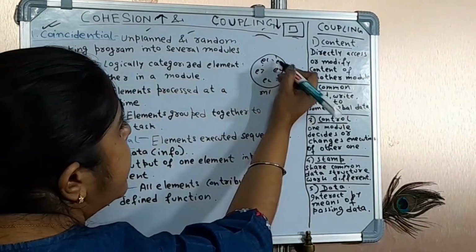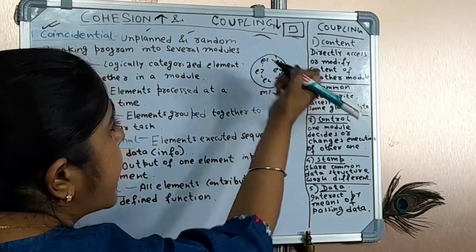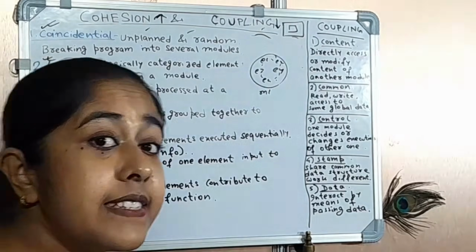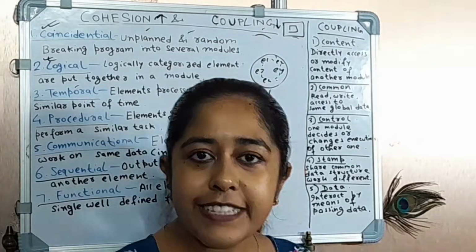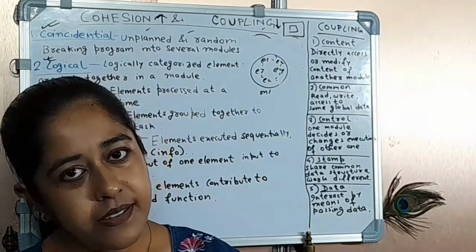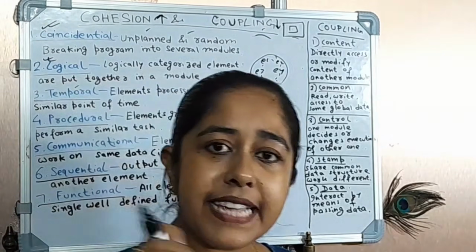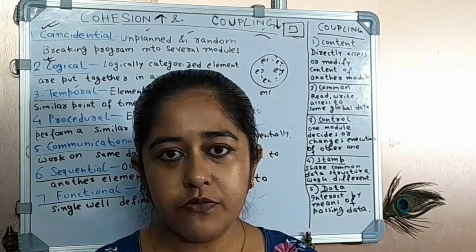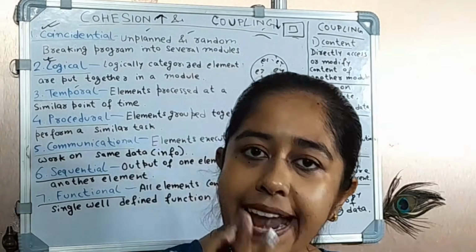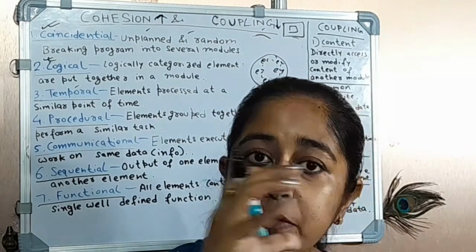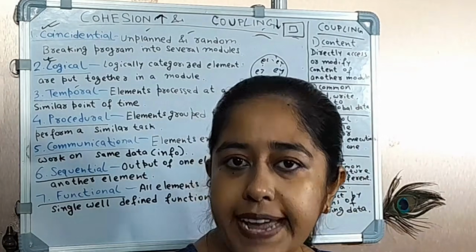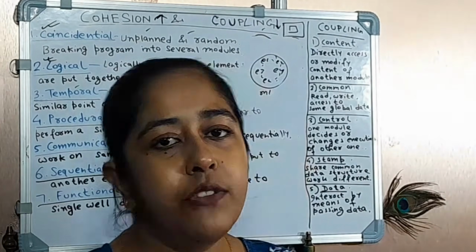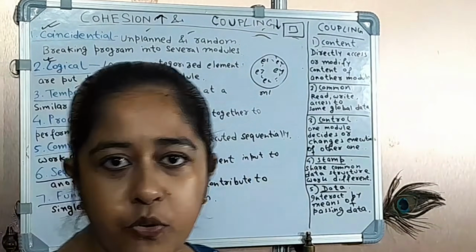The interdependability between those elements which are processed at the same time is called temporal cohesion. That means they are all executed at the same instant of time. They are grouped together. That grouping, or the interconnection between those particular elements in a module, is our temporal cohesion.